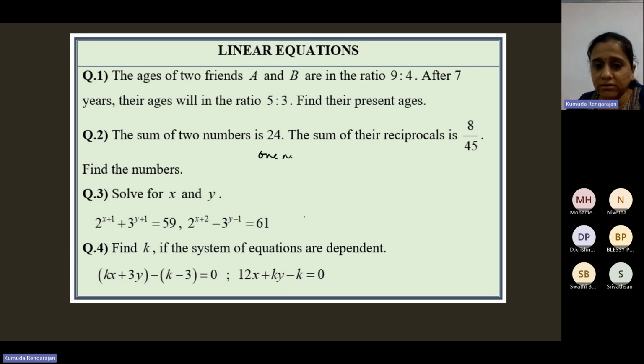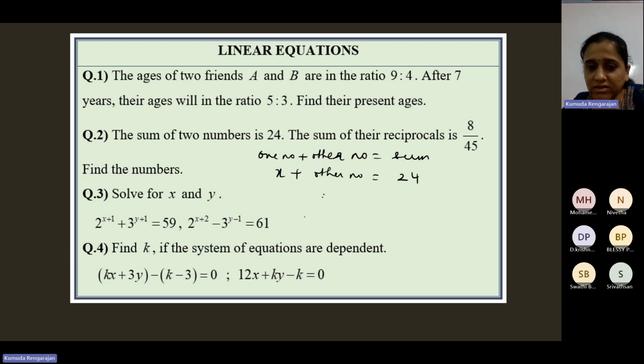One number plus other number is equal to the sum, right? See, I'm trying to explain when you have a difficulty as to is it 24 minus x or 24 plus x, or is it x minus 24 or x plus 24? You write it in words like this. One number plus other number is equal to sum, right? What if you take one number as x plus other number is equal to what's the sum? 24. So what is the other number then?